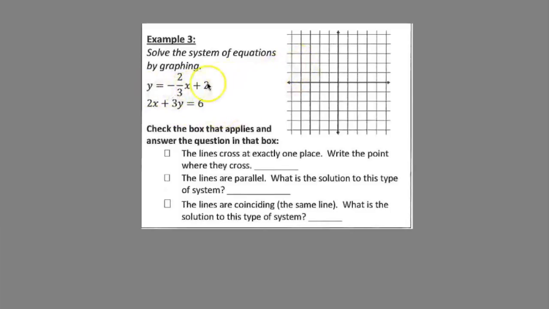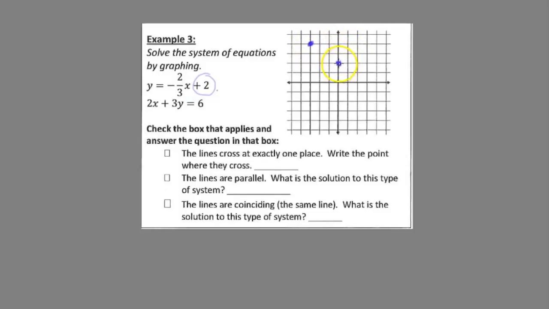Let's start with our first equation. So our starting point, we're going to start with positive 2. 0, 1, 2. So 0, 2 will be my starting point. What is my slope? It tells me that I need to rise 2, run 3. Keep in mind it's a negative slope. So up 2, 1, 2, and to the left 3. 1, 2, 3. So here's my second point.